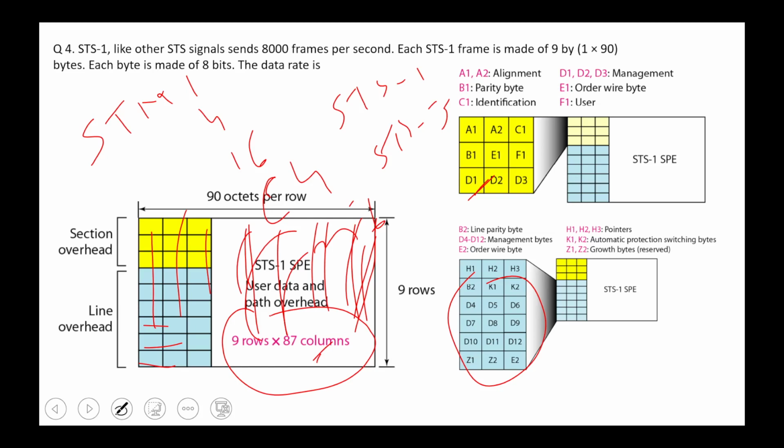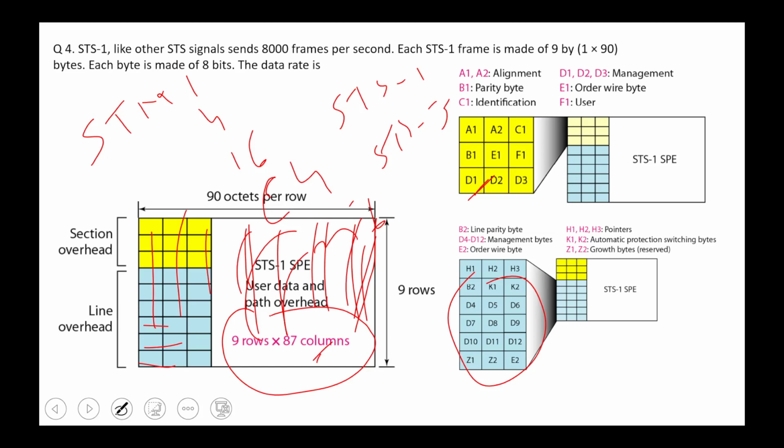The blue part will be the line overhead, and the yellow part will be the section overhead. In the section overhead we have A1, A2, C1, B1, E2. A1 and A2 are used for alignment of the data. Like the address and header in packet switching, we have the header and everything.